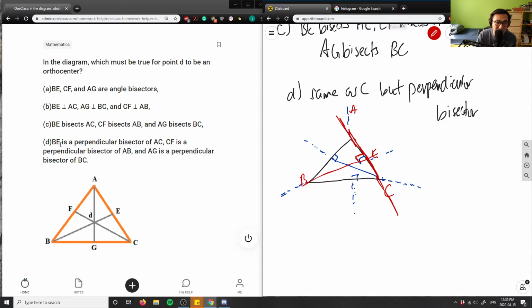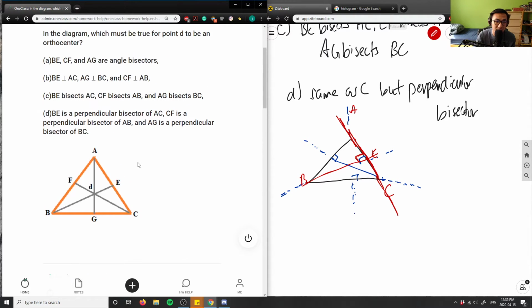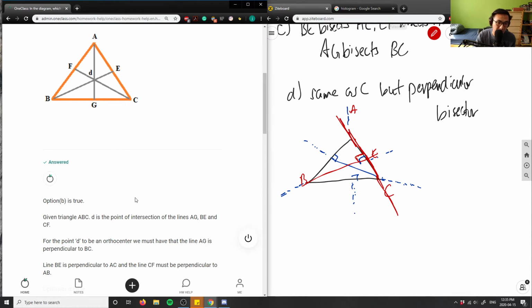So in this case, BE is a perpendicular bisector of ABC, CF is a perpendicular of ABC, and AG is a perpendicular of BC. So this here is actually tricky on the wording. So in this case, D is actually an incorrect answer, and B here is our correct answer. So like they said, option B here is true, right?